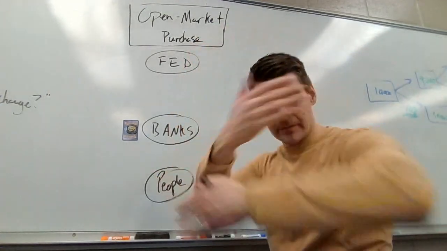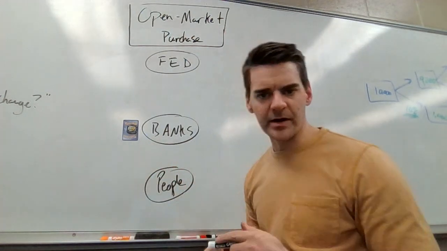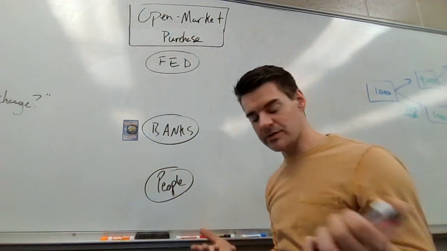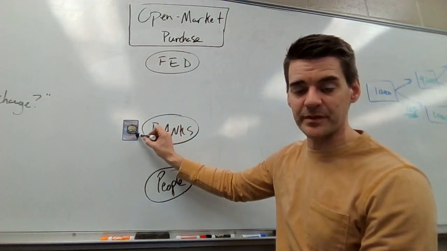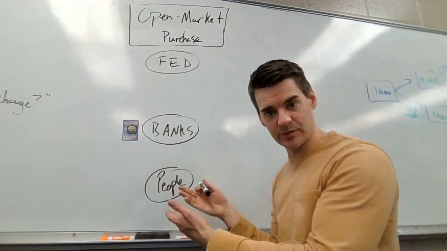Now, what about the other kind of open market operation? What about an open market purchase? Well, here the Fed is now going to purchase this bond back from the bank, and that's going to allow the bank to get more cash, which will then allow it to lend more money to us.